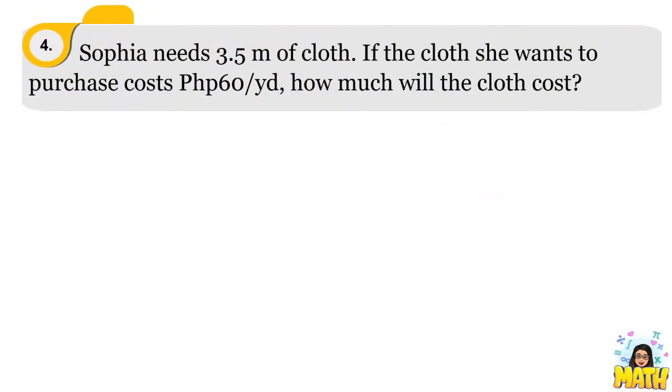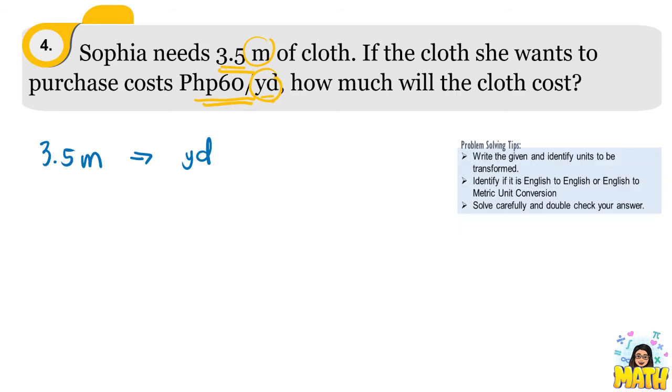Number 4. Sophia needs 3.5 meters of cloth. If the cloth she wants to purchase costs 60 pesos per yard, how much will the cloth cost? We are given 3.5 meters of cloth na kailangan ni Sophia and ang cost nun ay 60 pesos per yard. So we need to convert first the given 3.5 meters into yards para malaman natin kung magkano nga ba yung babayaran niya.